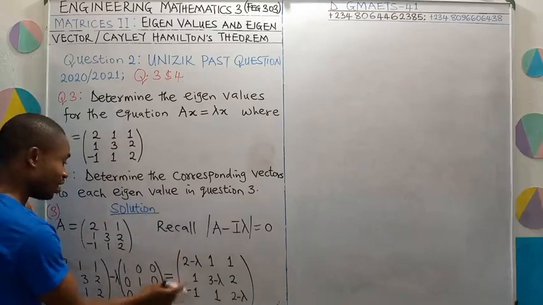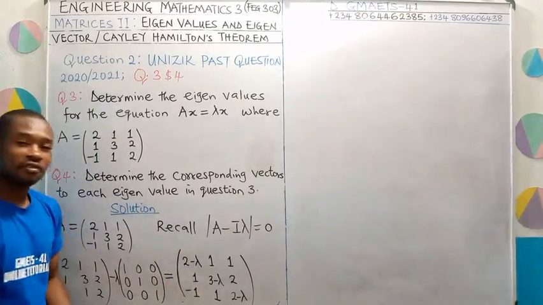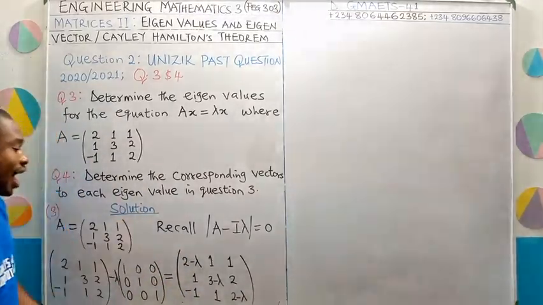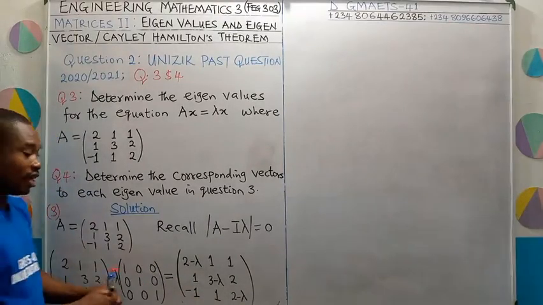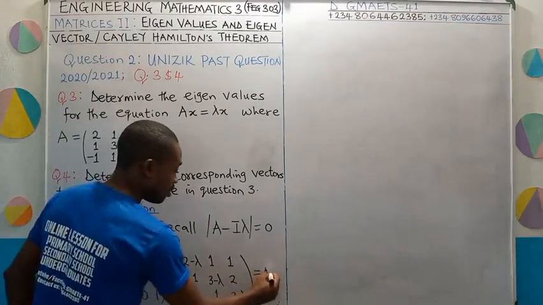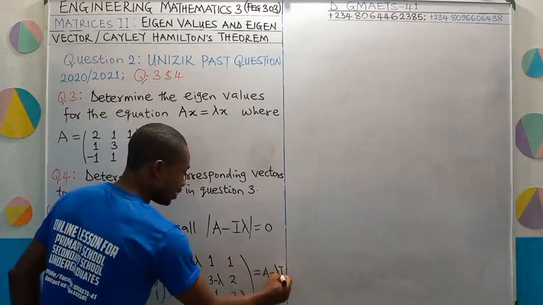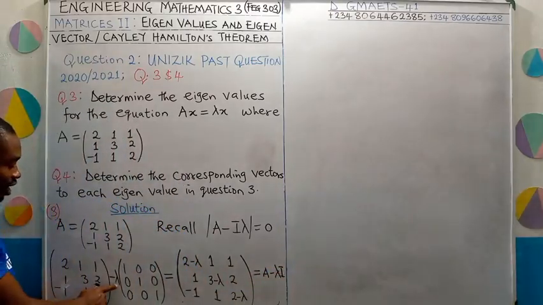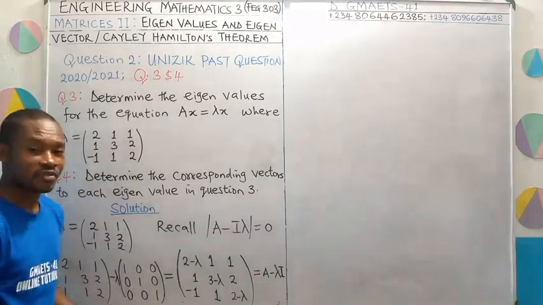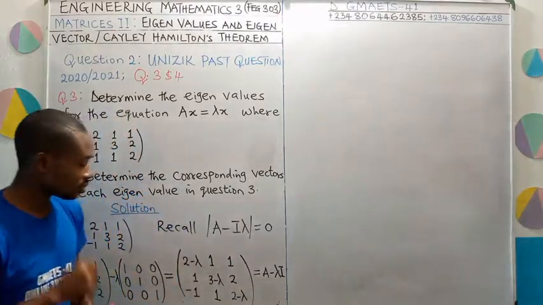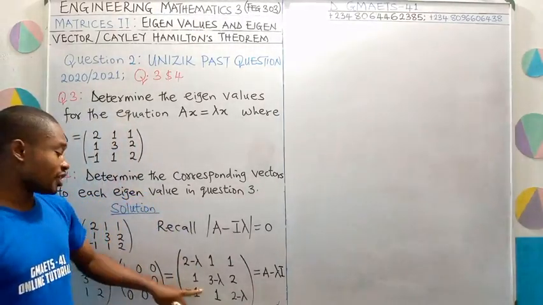So this is the value of A minus lambda I. Let me indicate it. A minus lambda I. Because this is our A, this is our lambda, and this is our unit matrix I for a 3 by 3 square matrix. We shall now obtain the determinant of this term.